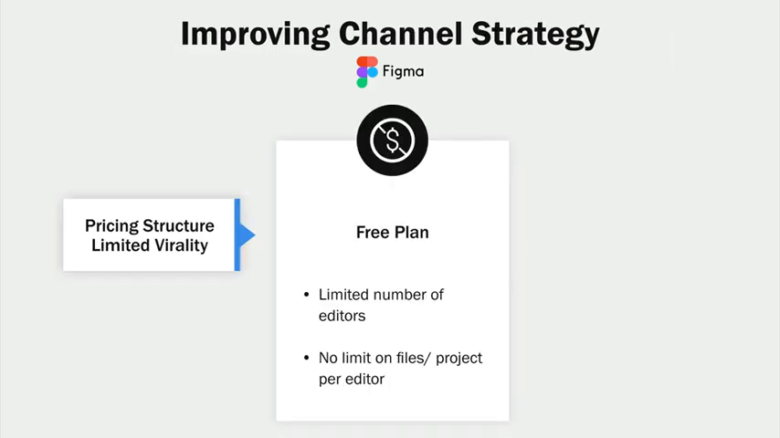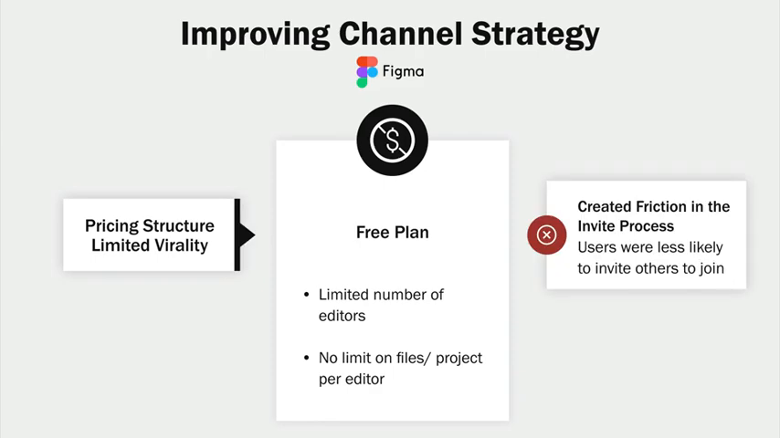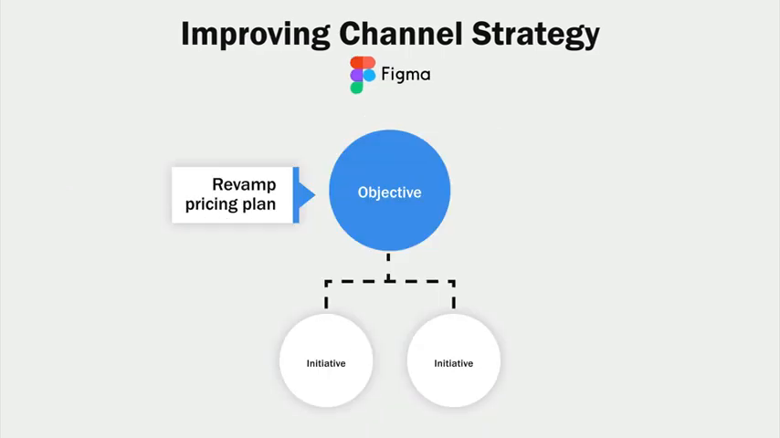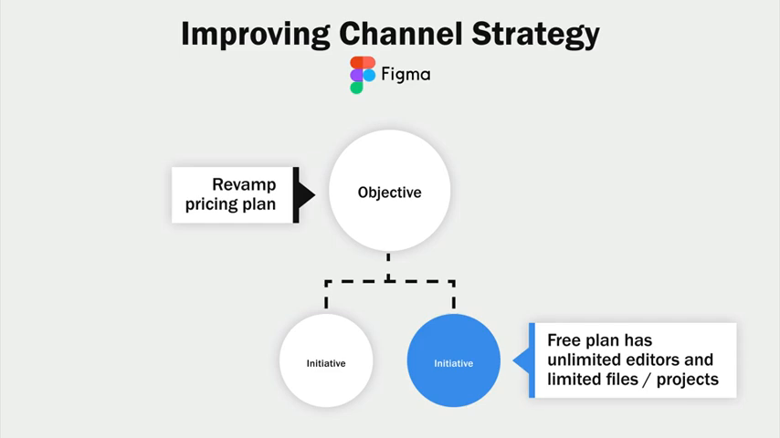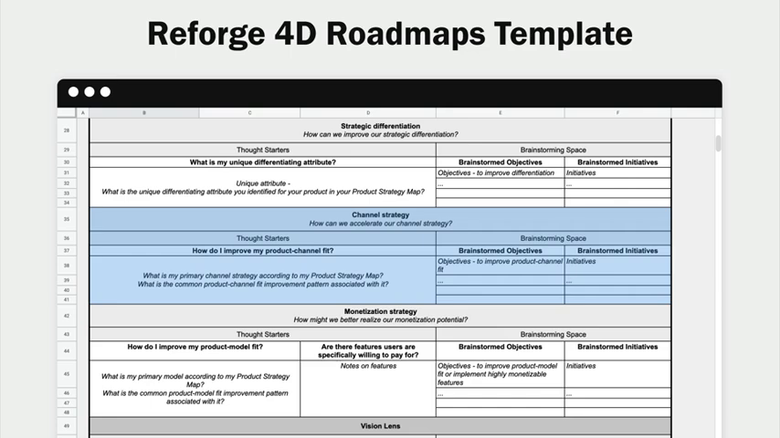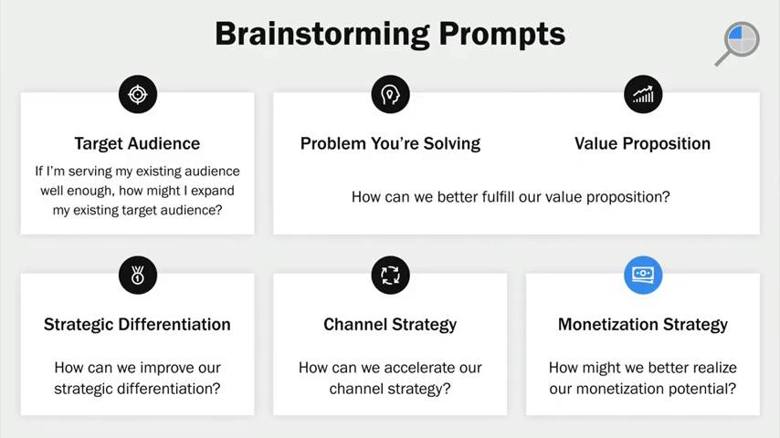However, Figma's pricing structure limited their virality. They capped the number of editors in the free plan while not limiting numbers of files or projects per editor. This created friction in their invite process, meaning users were less likely to invite others to try Figma. To fix this, they made an objective to completely revamp their pricing plan, which ultimately culminated in their free plan having unlimited editors and limited files and projects. Take the time here to brainstorm your channel strategy objectives and initiatives in the Reforge 4D Roadmaps template.